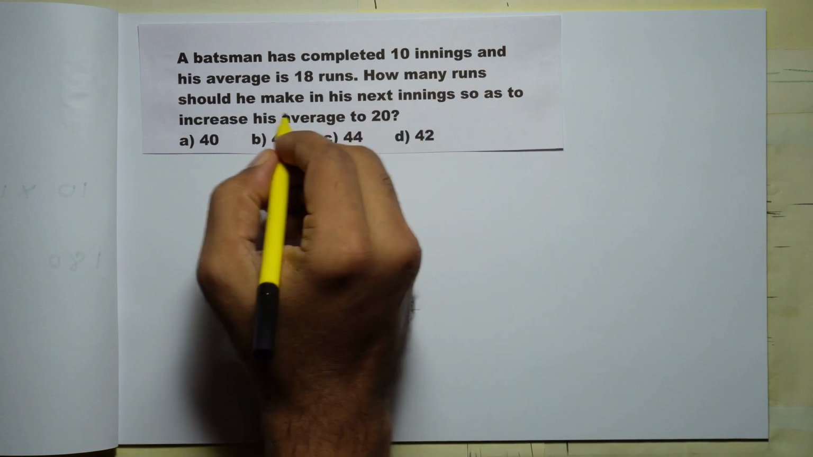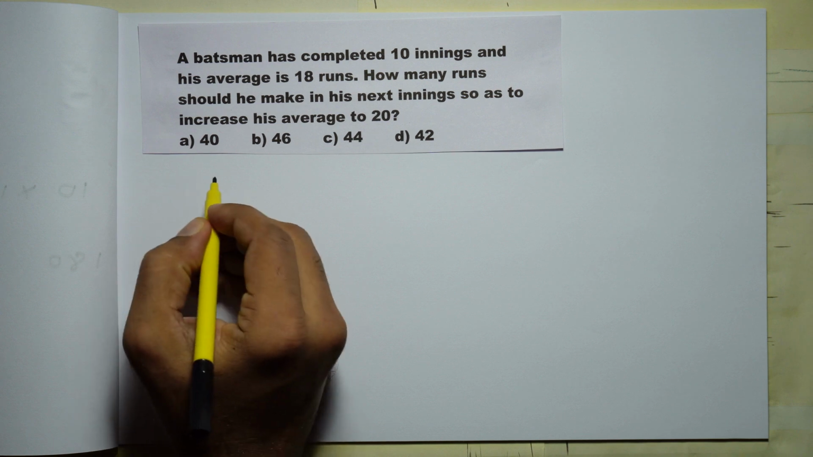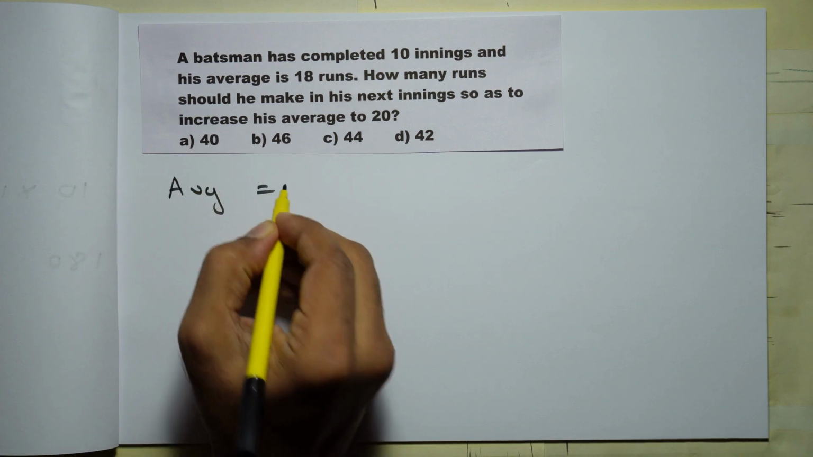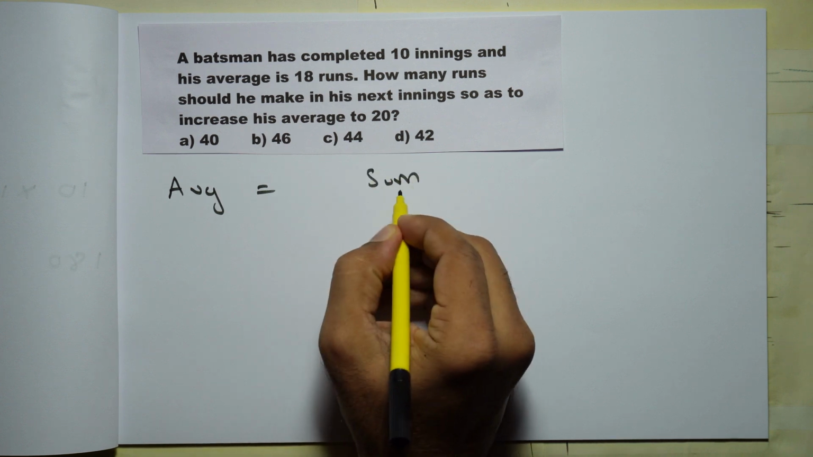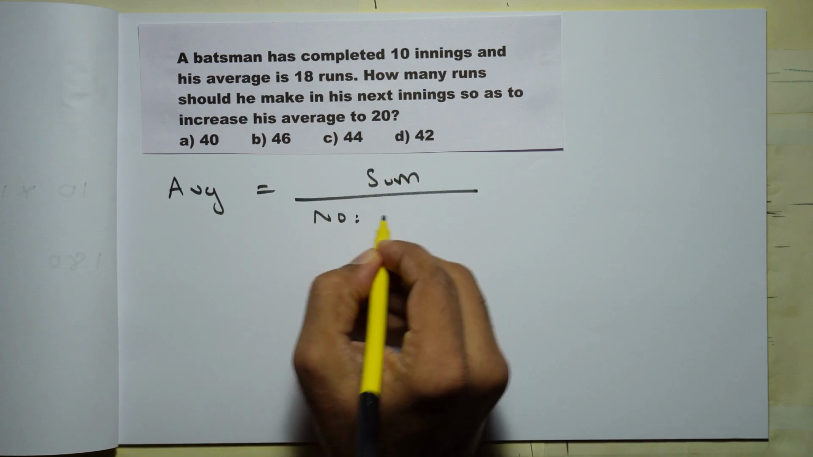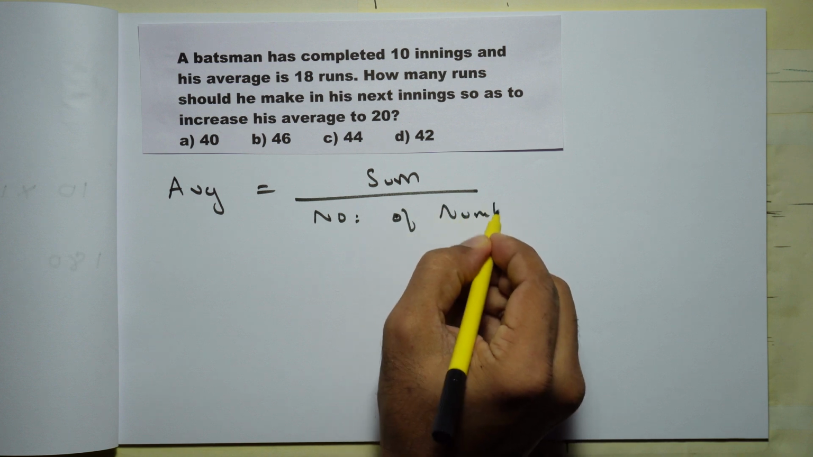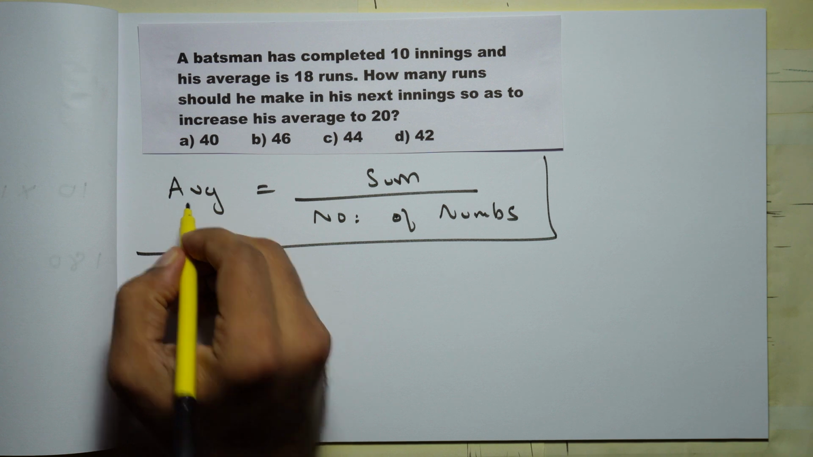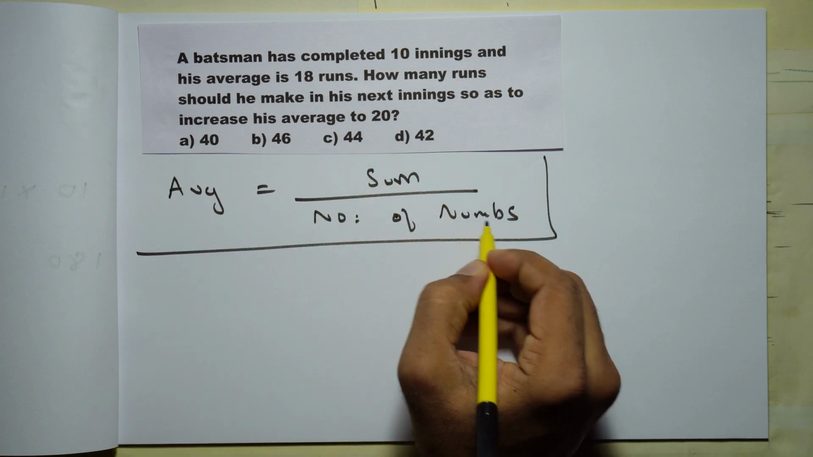Now that can be obtained from the basic formula. Some numbers are there and their average is obtained as the sum of all the numbers divided by the number of numbers. So this is the basic formula. Average of some numbers is given as their total sum by number of numbers.